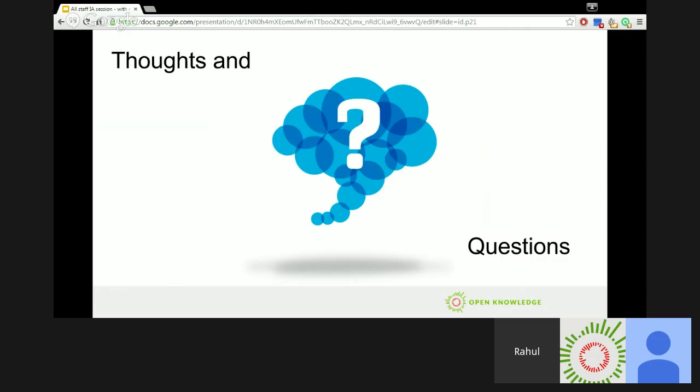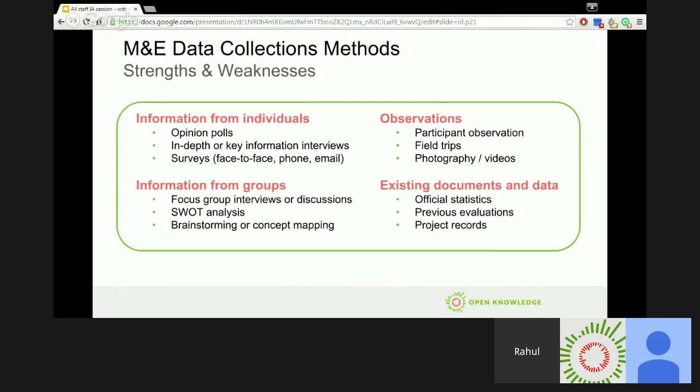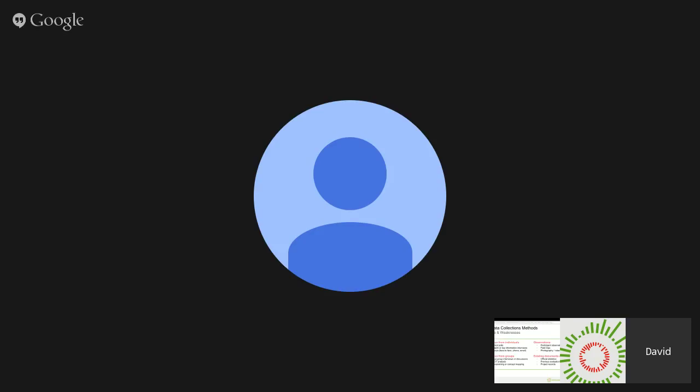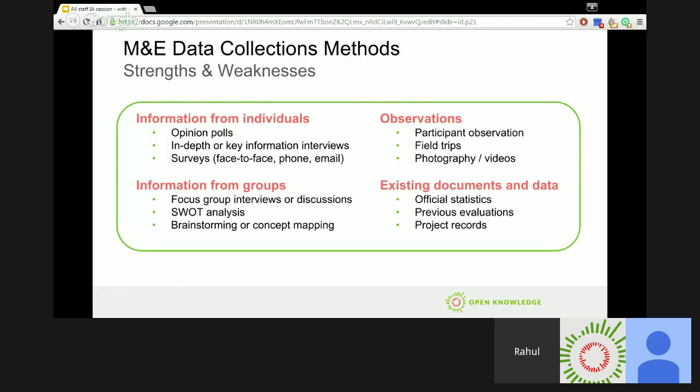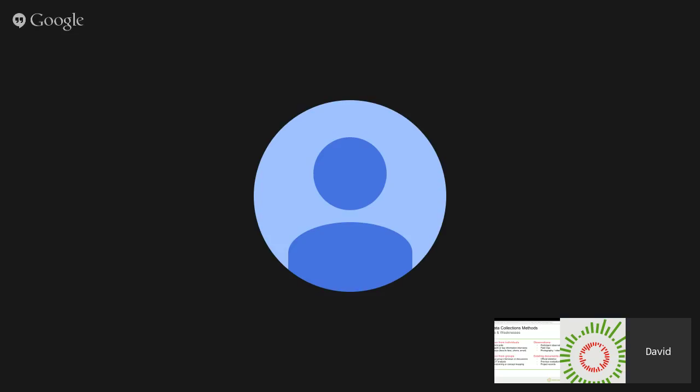Great, so no more questions. Let's move to the next slide, slide 13. So let's talk a bit about data collection methods. After you've laid all these things out in whichever form suits your project, it's important to think about how you're going to collect data.